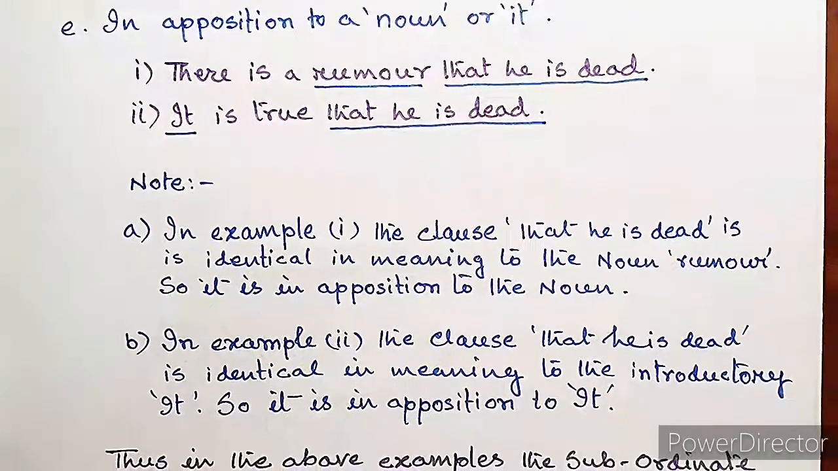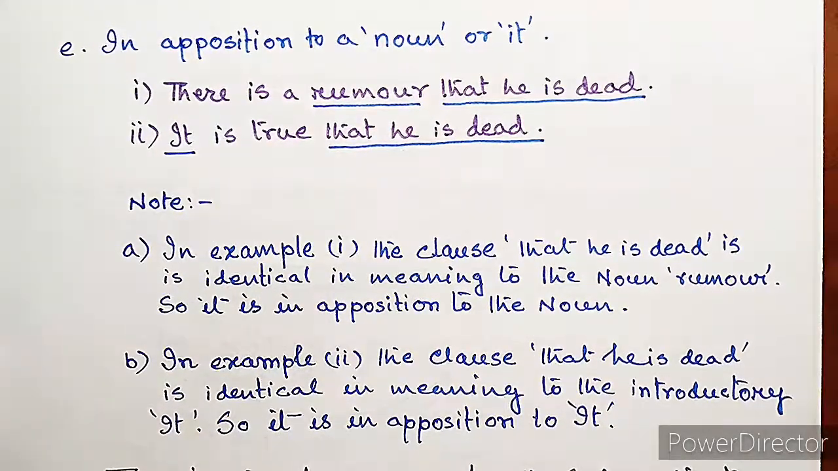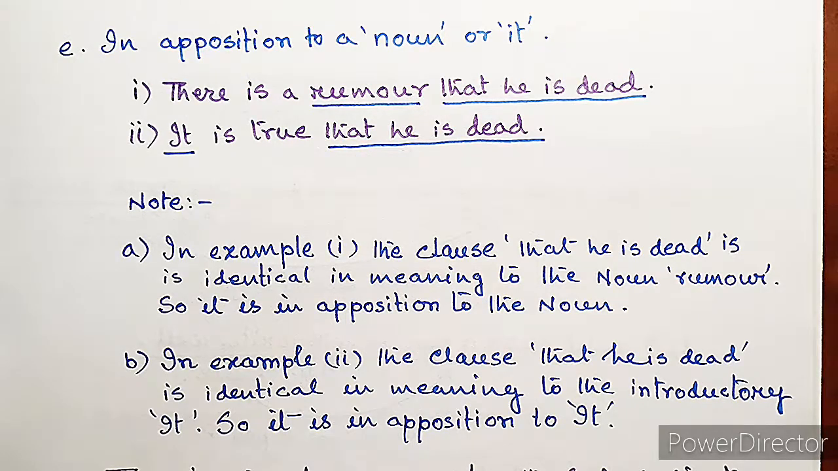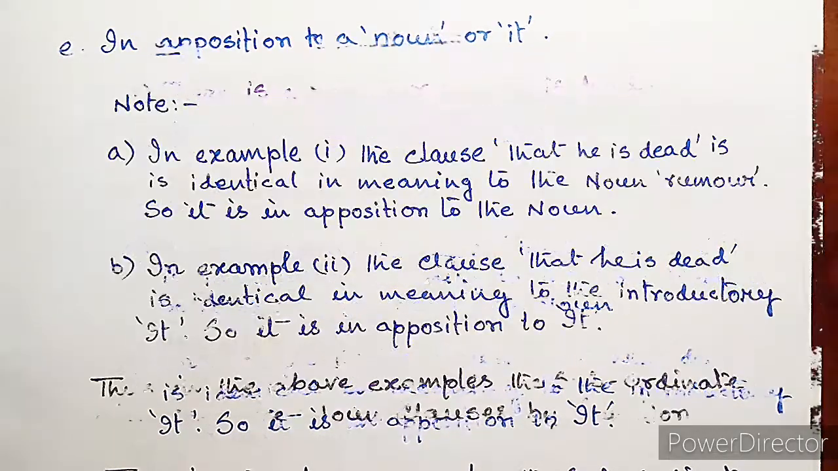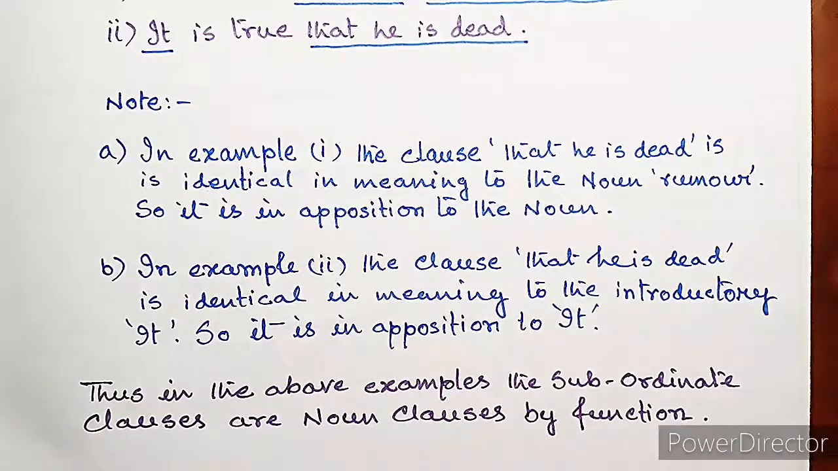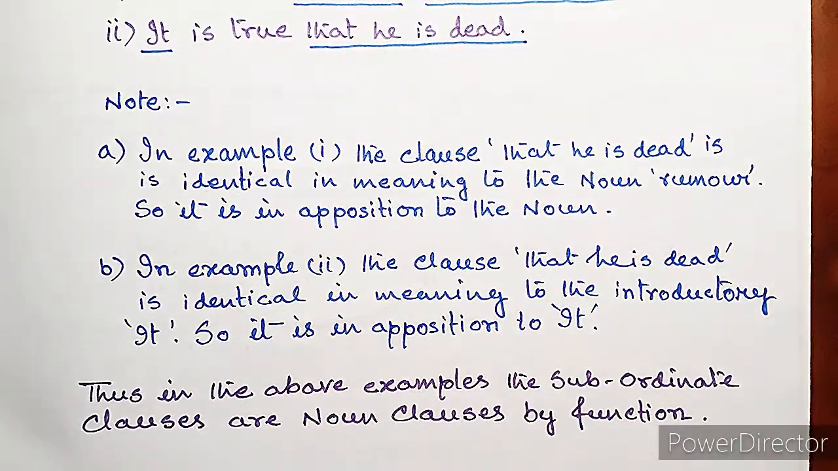Note. In example 1, the clause that he is dead is identical in meaning to the noun rumor, so it is in apposition to the noun. And in example 2, the clause that he is dead is identical in meaning to the introductory it, so it is in apposition to it. Thus, in the above examples, the subordinate clauses are noun clauses by function.